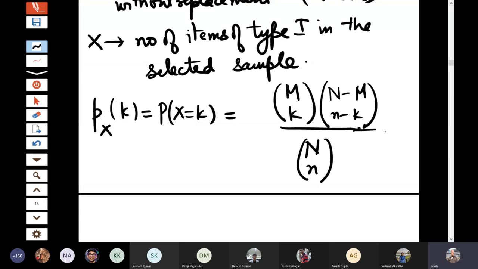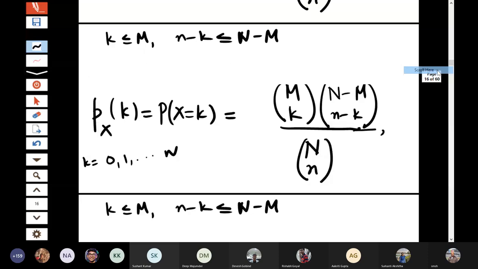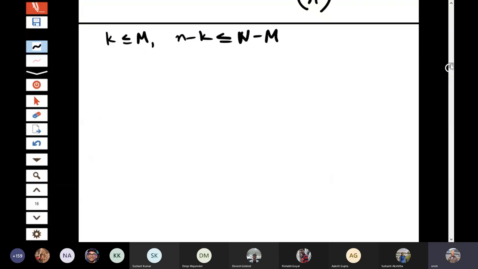So what are the possible values of k here? k can take values 0, 1 to n, and of course subject to the condition that k should be less than or equal to M, and n minus k should be less than or equal to N minus M. These two conditions have to be met, otherwise this notation will become invalid. So is this probability clear to everyone?